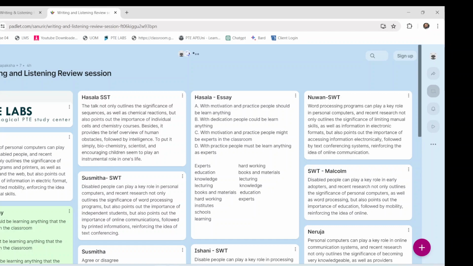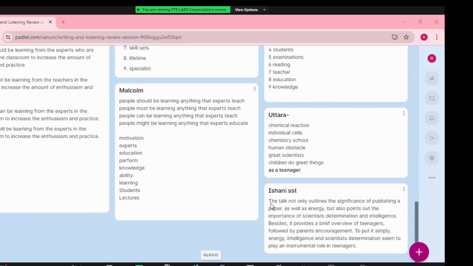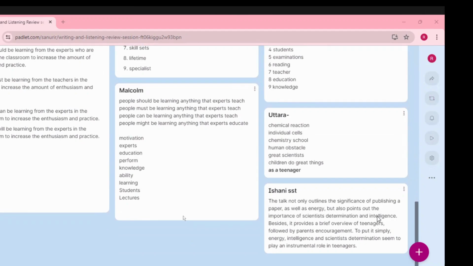All right, so let's start discussing, students. "The talk not only outlines the significance of publishing a paper as well as energy, but also points out the importance of scientists' determination and intelligence. Besides, Kamal provides a brief overview of teenagers, followed by parents' engagement. To put it simply, energy, intelligence, and scientists." That's just one word, Ishani. You have to use chunks, okay?